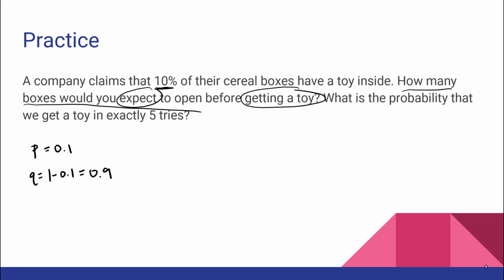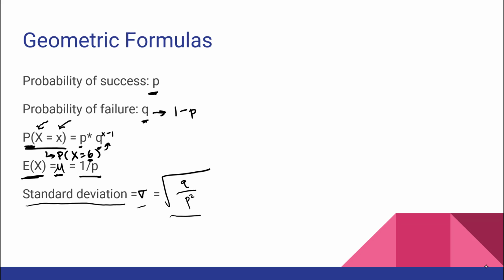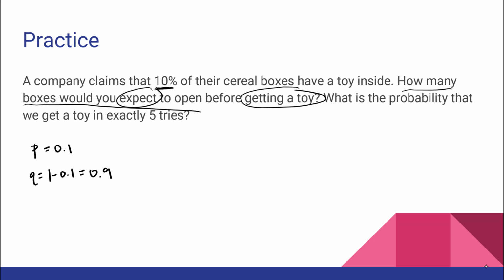So there are 2 main questions here. The first one is asking how many boxes you expect to open before getting a toy. That is our expected value formula that we have up here. So 1 over p will give us our mu. Writing down our formula, E of X, which can also be written as mu, is equal to 1 over the probability of success, which we have written out here, 0.1. Substituting everything in, we get that mu is equal to 1 over 0.1, which is equal to 10. So we expect to open 10 boxes before getting a cereal box with a toy inside.